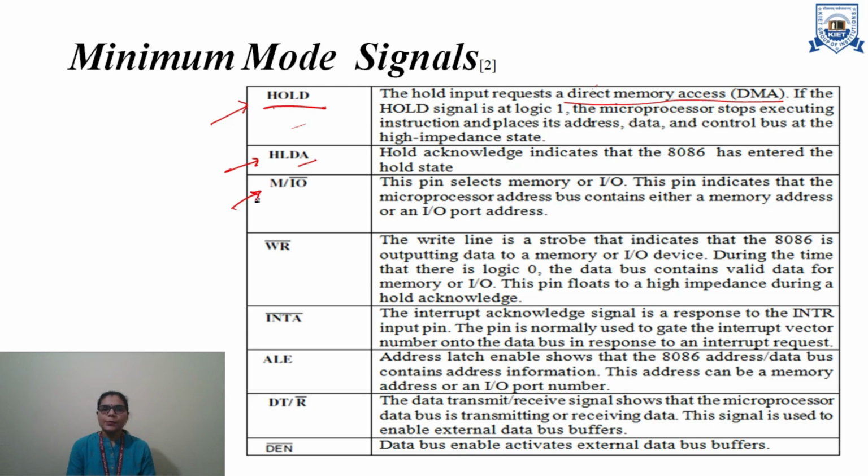Memory and input output bar. This control signal will define whether the operation is for memory or for input output. So this pin selects memory or input output. Write control signal: this signal will indicate whether it is a memory write operation or an output write operation.